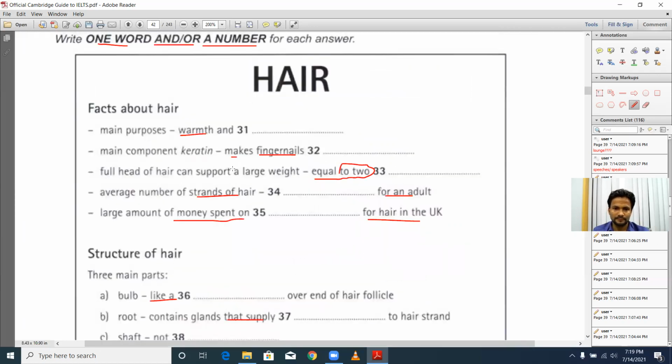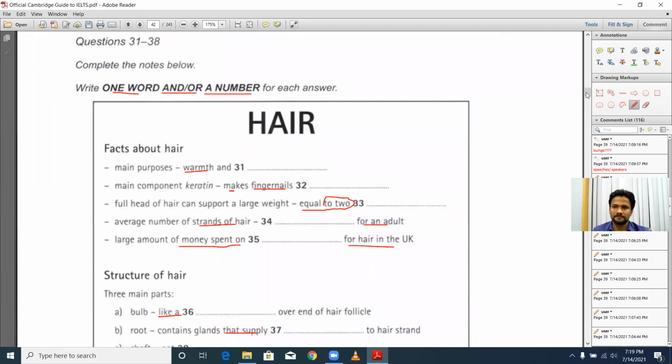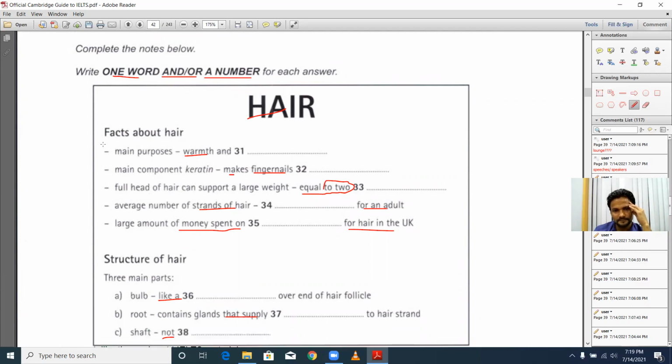Now listen carefully and answer questions 31 to 40. Good morning and welcome to this lecture on hair, which is a part of the human biology course. This lecture covers a number of facts about hair, its structure, and what can affect the general health of hair.